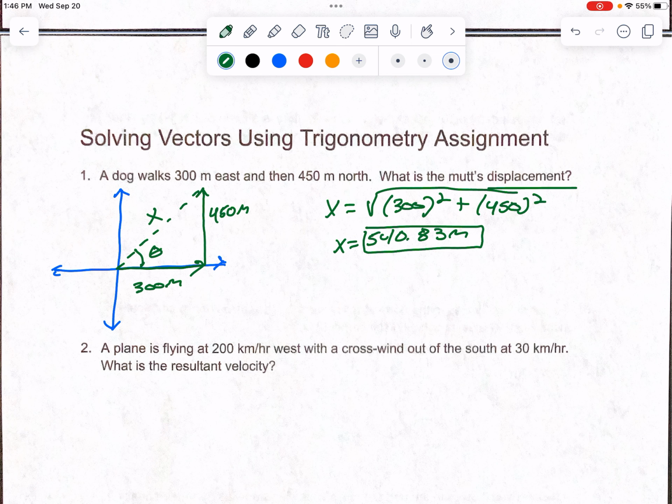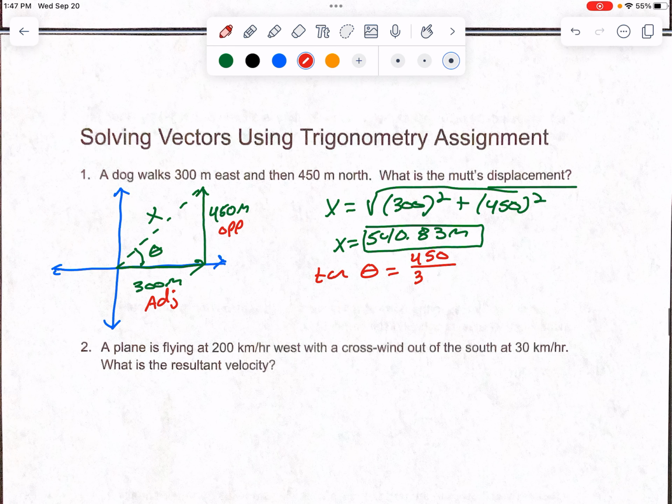If I was labeling my triangle, I have my opposite and I have my adjacent. I would see which one has opposite and adjacent. That would be tangent. So tangent of your angle equals opposite, which is 450, over your adjacent, which is 300. I've got to bring that tangent over, so that's basically saying inverse tangent, so tangent with a -1 of 450 divided by 300. Type that in your calculator, make sure you're in degree mode, and you should get 56.31 degrees.